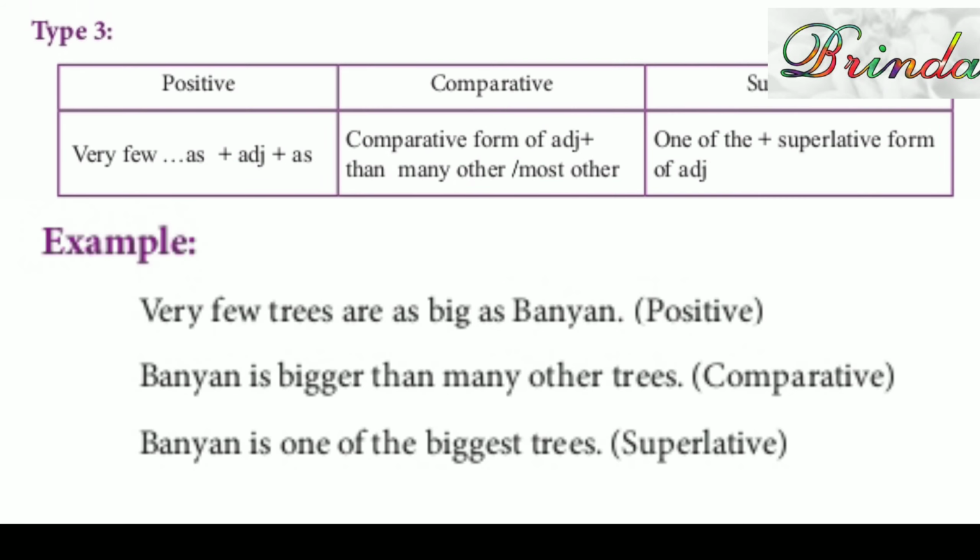Okay, children. In the third type you can say very few, then as, adjective as. In comparative degree, adjective plus than, many other, or most other. In superlative degree, one of the plus superlative form of adjective. For example, very few trees are as big as Banyan. This is positive degree. Banyan is bigger than many other trees. That is comparative degree. Banyan is one of the biggest trees. That is superlative degree. Fine, children?